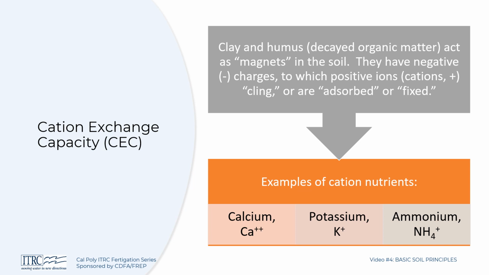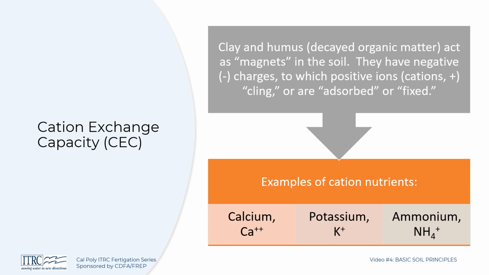These very small particles of soil and organic matter have negative charges on their edges and sides, and positive ions, or cations, cling to those. They are what we call adsorbed. In other words, they're attached, but they're not integrated chemically with other ions. They're just attached, just like iron filings are attached to a magnet, or we call them fixed.